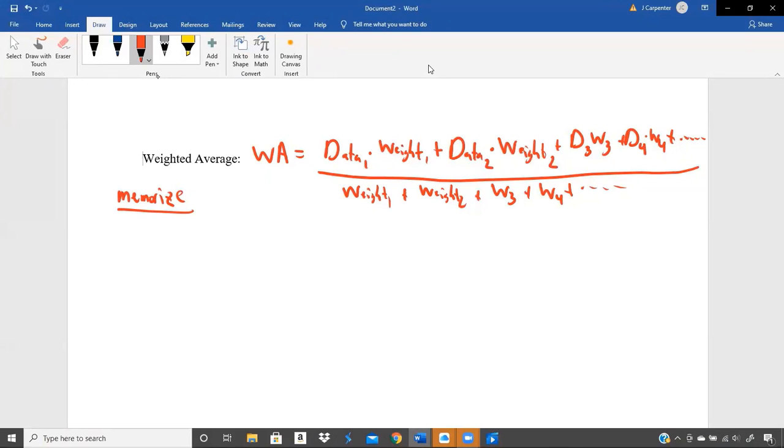Okay, so the first problem we're going to do is going to have nothing to do with grades, because I like to change things up, because as I've said, these don't have to be just with grades.